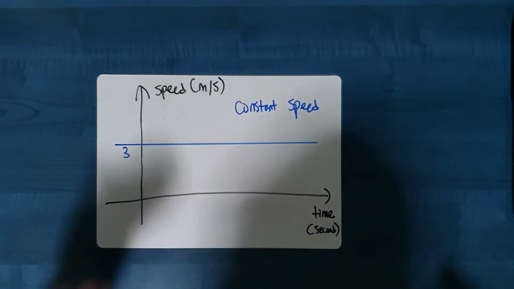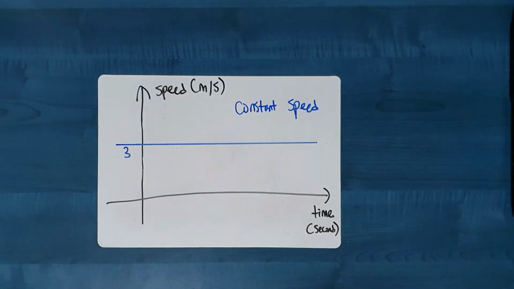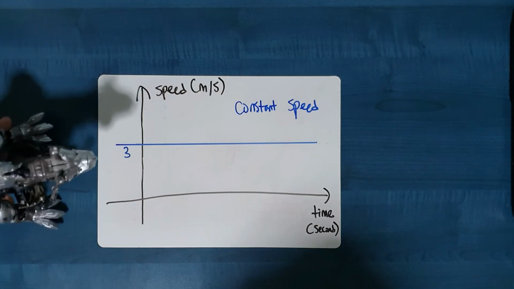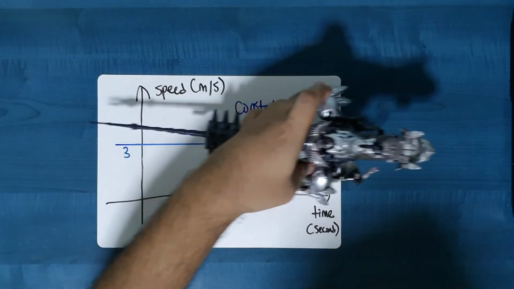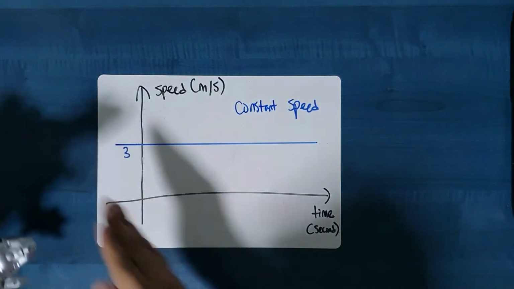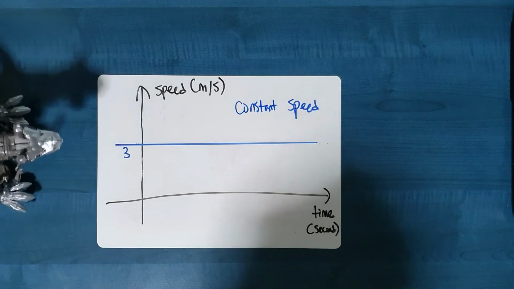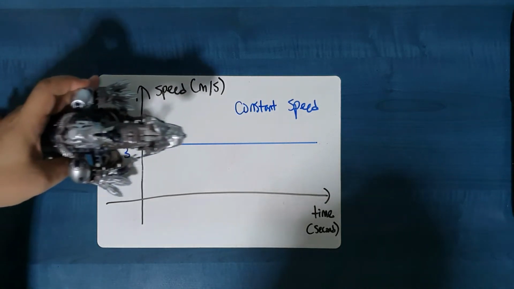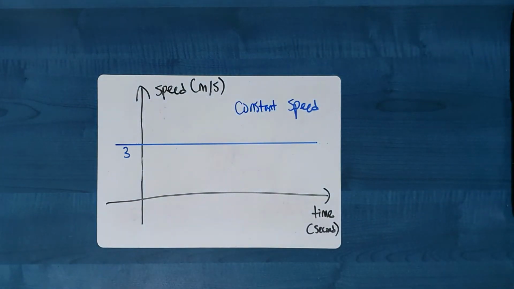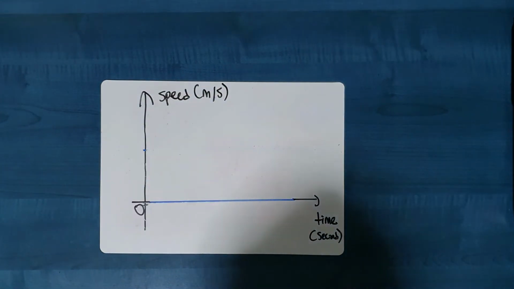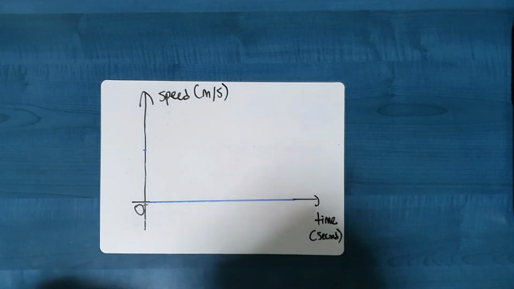Do you know how an object moving at constant speed moves? It moves like this. Every second, the object covers equal distance. So, once again, how about an object moving at 0 speed? It'll be like this.